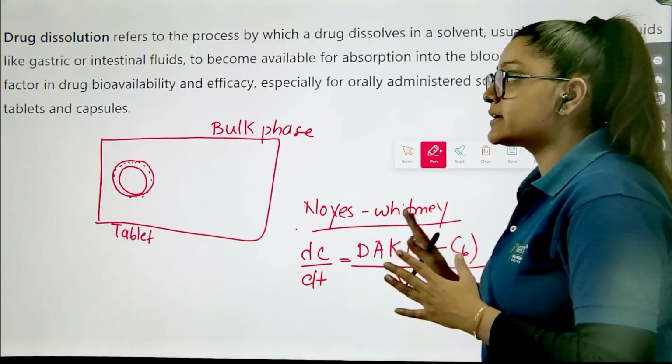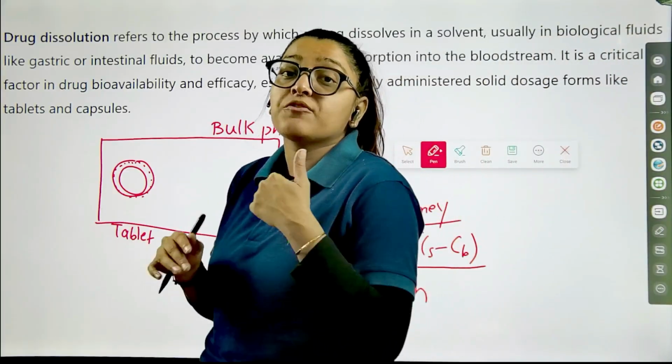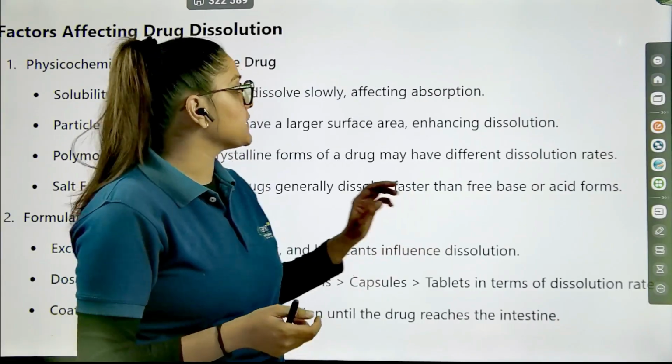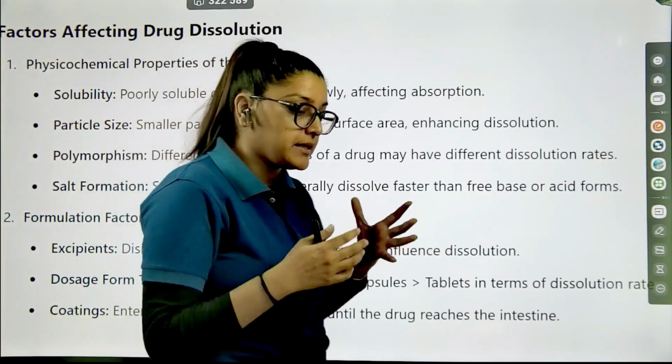Now we can clearly see with the previous diagram and this equation on what factors the drug dissolution might actually depend. So we have certain factors that may affect the drug dissolution process.